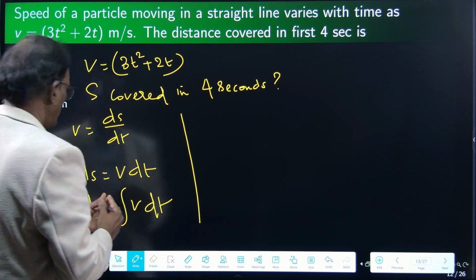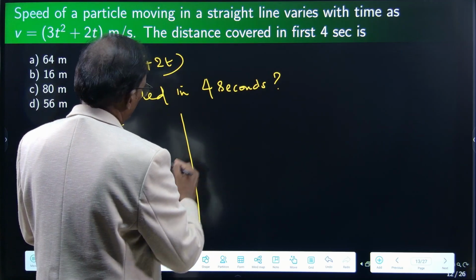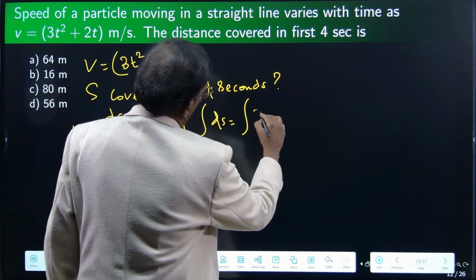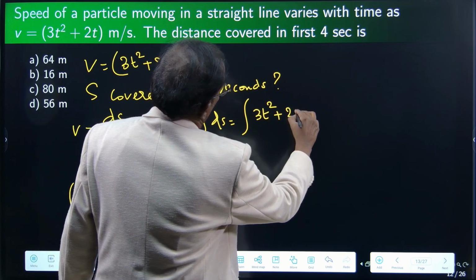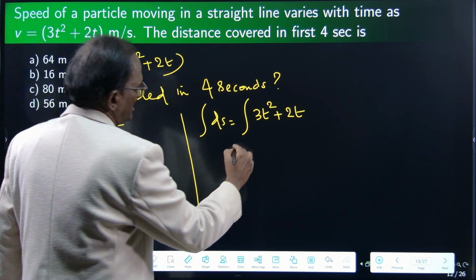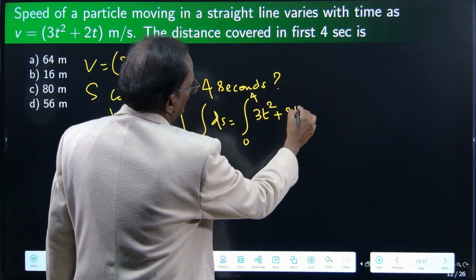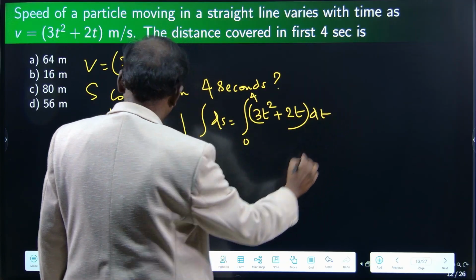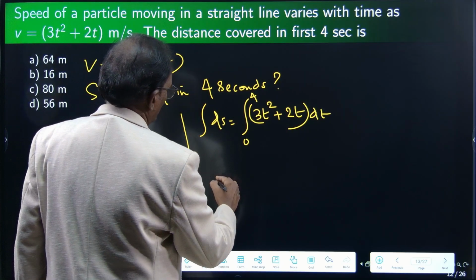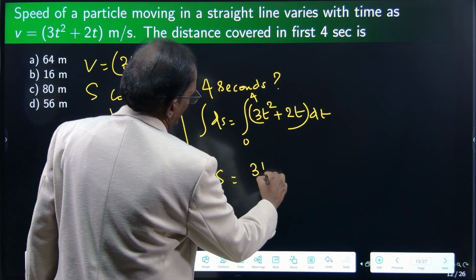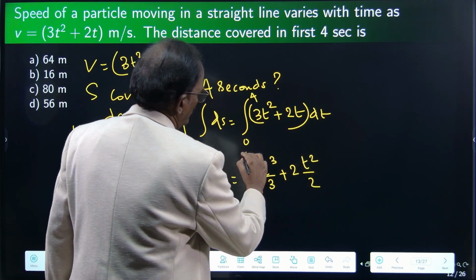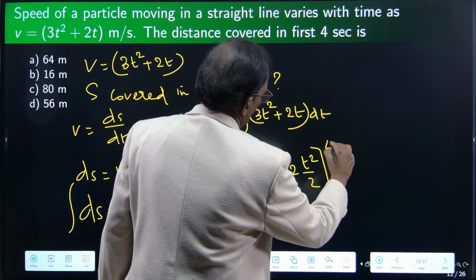So we have to substitute this value. ds is equal to the integral of 3t² + 2t. For the first 4 seconds, we put the limits 0 to 4, with respect to time only, as we are integrating. So the time is varying 0 to 4. So s = 3t³/3 + 2t²/2, from 0 to 4.